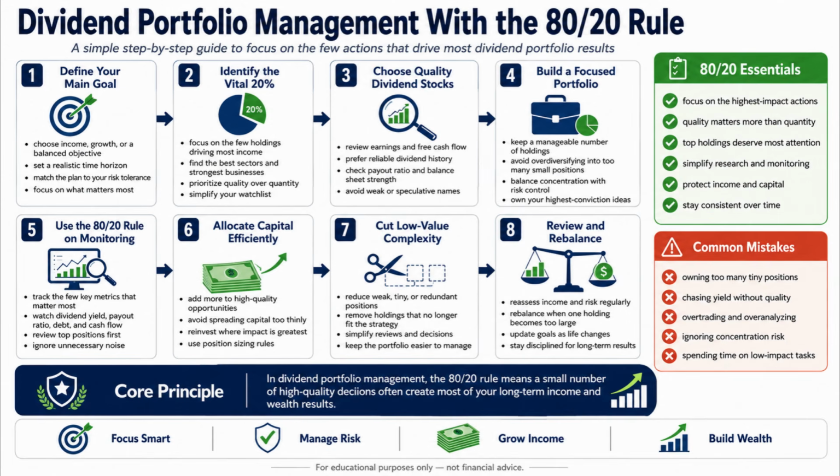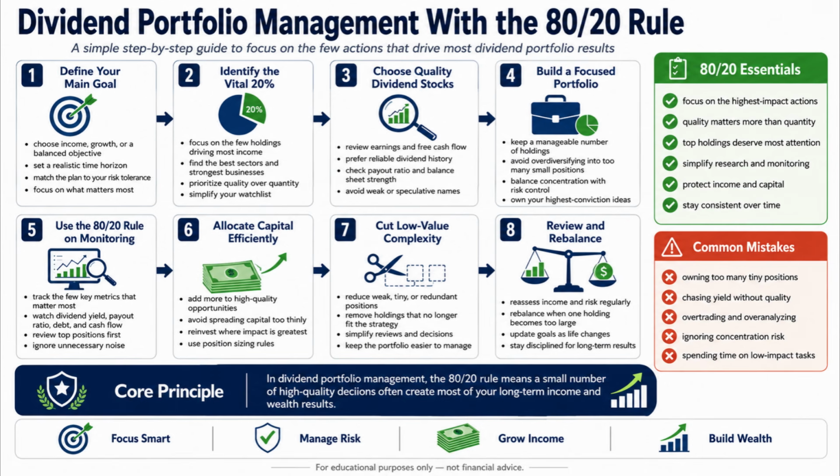In this video, we will discuss dividend portfolio management with the 80-20 rule. To begin with, the 80-20 rule means that a small number of actions often create most of the results. In dividend portfolio management, this idea can help investors focus on the few high-impact decisions that drive most long-term income and wealth growth. First, define your main goal clearly.